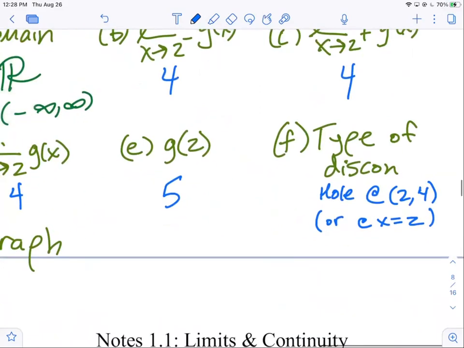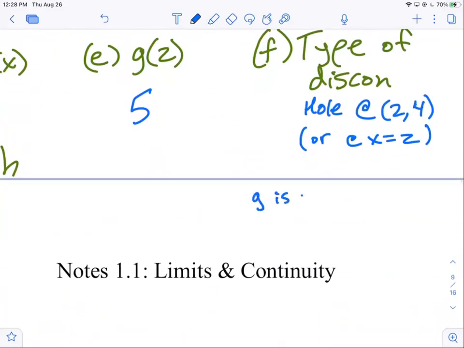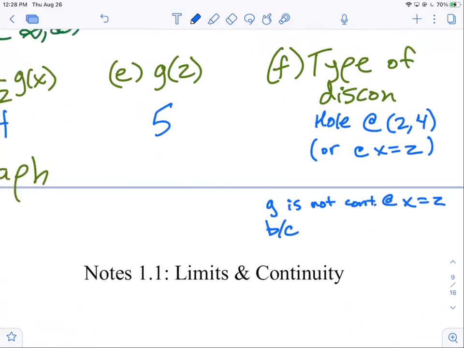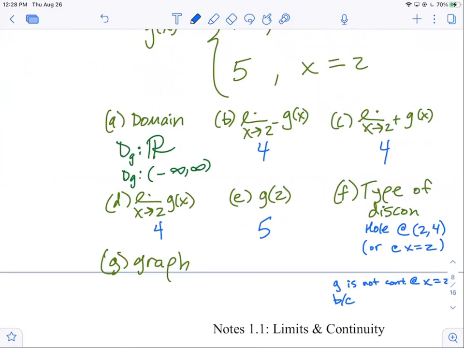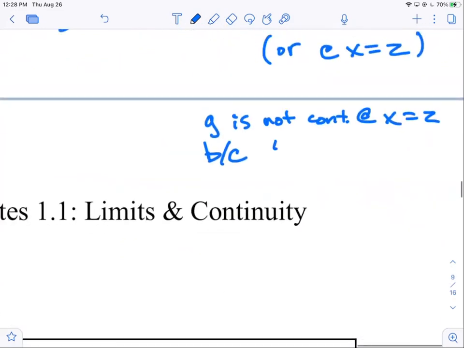Now, if we had to justify, let's just do this. G is not continuous at x equals 2. It would be because, and if we've collected all of our data, very good. If we have our data collected and it's labeled clearly elsewhere, we could just say 4 doesn't equal 5. If you haven't labeled 4 up above with the correct limit notation, the general limit or the one-sided limit, either one, and you haven't labeled 5 clearly as G of 2, you can't just say 4 equals 5 there.